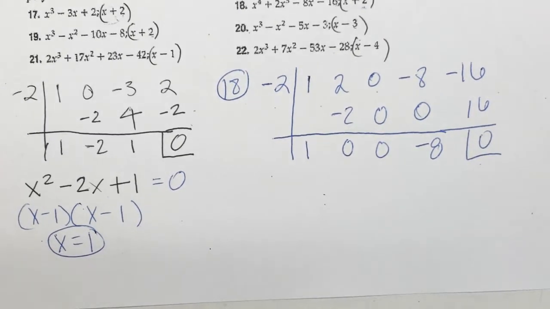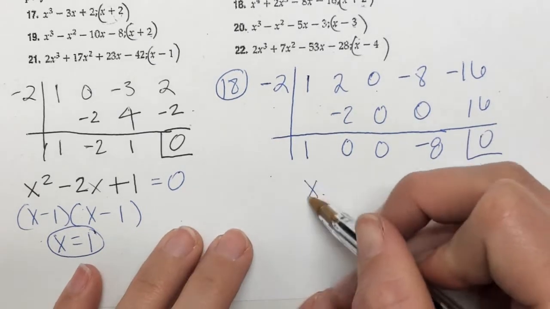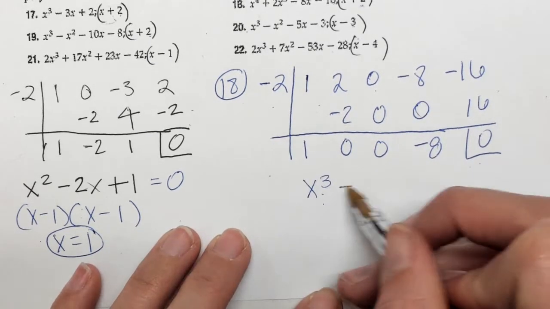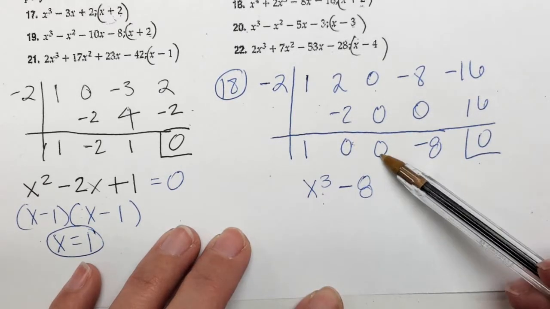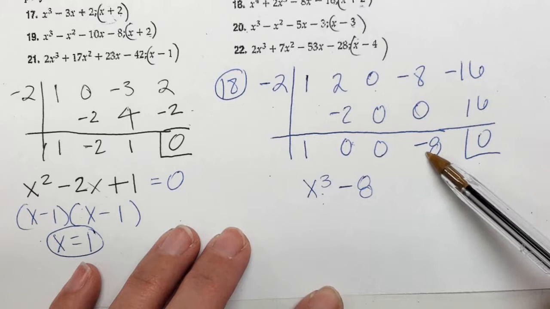Will the remainder always be 0? Because these are factors, so they should go in evenly. Alright, tell me how to write this answer. Good, because we don't have an x squared term, we don't have an x term, so it's just x cubed minus 8.